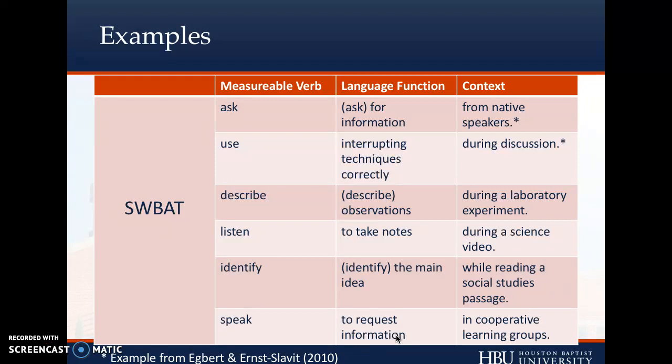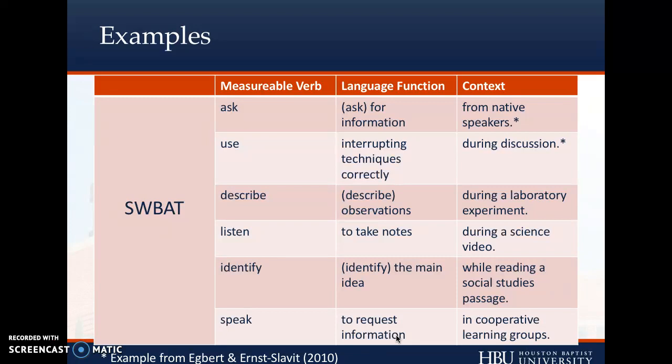Students will ask for information from native speakers. So you might set up something where students are having to get information from each other for some reason, and they're having to ask each other for information. And students will use interrupting techniques correctly during discussion. So you could actually teach that social function of language, where how do you politely join in the discussion or jump in or interrupt in an appropriate way. And then see, are the students using those during the discussion?